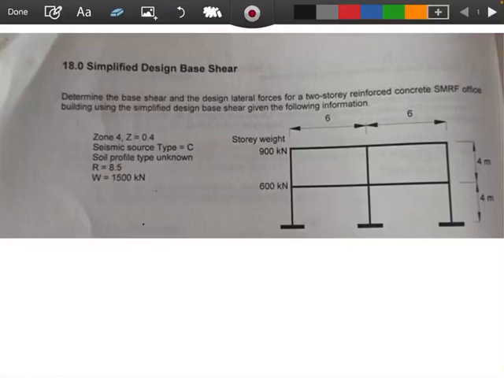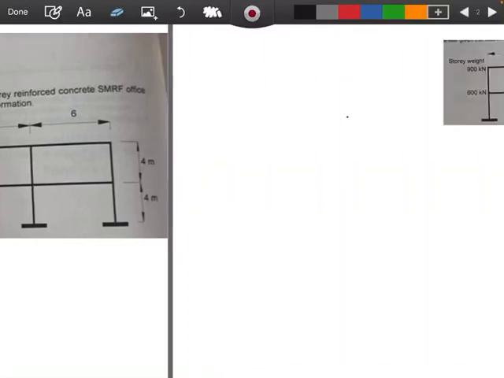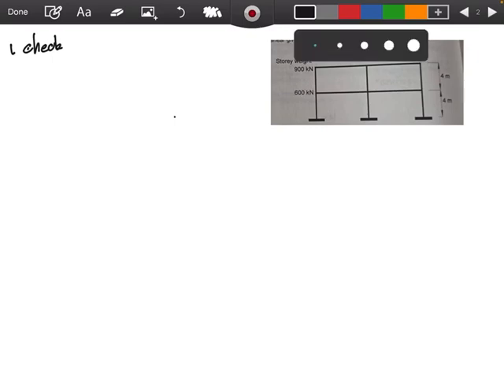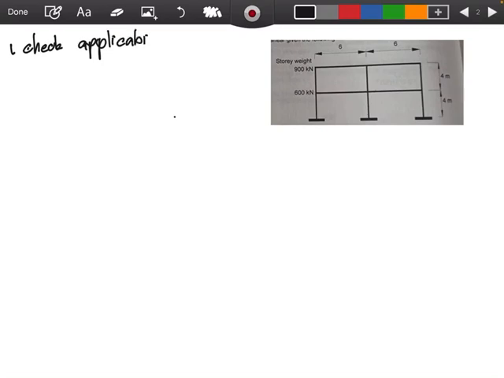So let us check if the simplified method is applicable in this frame. That's the first thing that we're going to do: check the applicability of the method. So what are the requirements in using simplified design base shear?